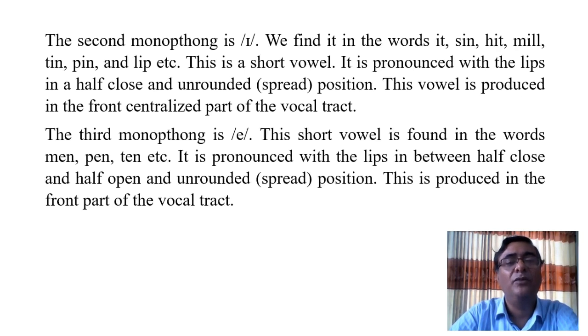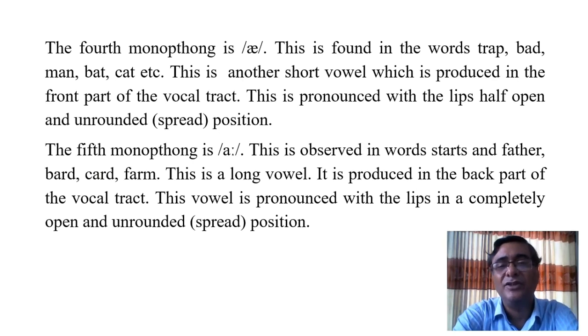And now the next monophthong, the fourth monophthong, is æ. You can easily guess it. This is found, so it's not a long vowel, it's a short vowel. This is found in the words trap, bad, man, bat, cat, etc. This is another short vowel. It's a short vowel, which is produced in the front part of the vocal tract. Try to pronounce æ. You will notice that the sound originates in the upper portion or the front part. So it's produced in the front part of the vocal tract.